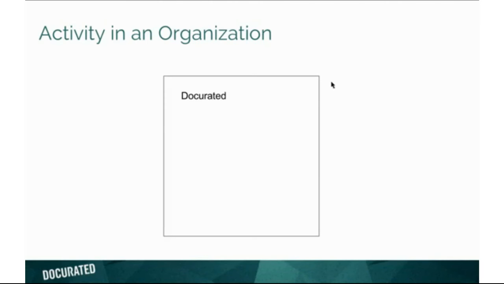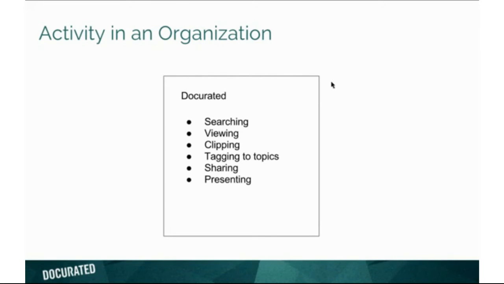One way that we're able to see activity in an organization, and by activity I really just mean usage, like people viewing documents, modifying documents, downloading documents, sharing, that type of thing, is just through activity that occurs in Docurated. So just like any other product out there, people are searching in Docurated, they're viewing. We have a few other functions that you can do once you've found objects. You can tag things, share, present. So this is all the activity that's actually happening within our system.